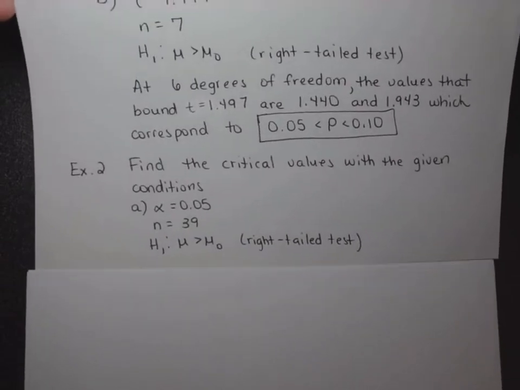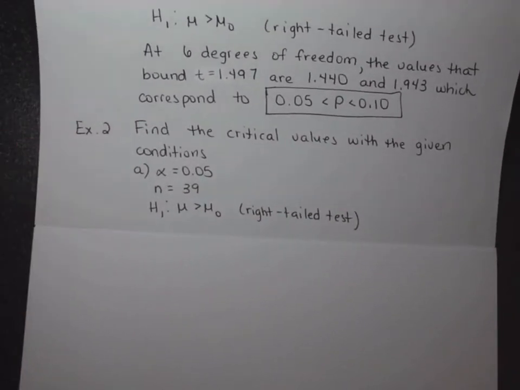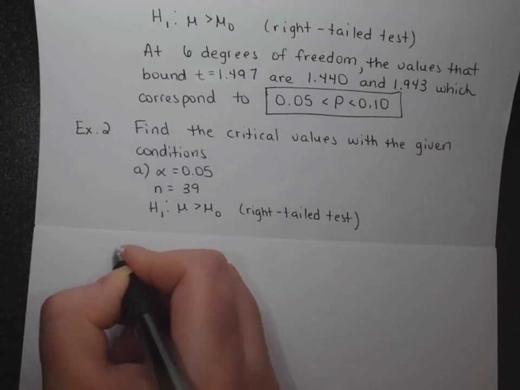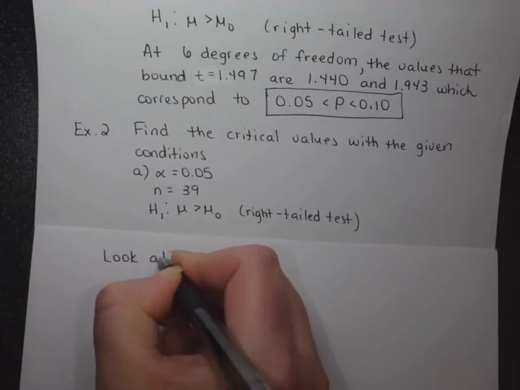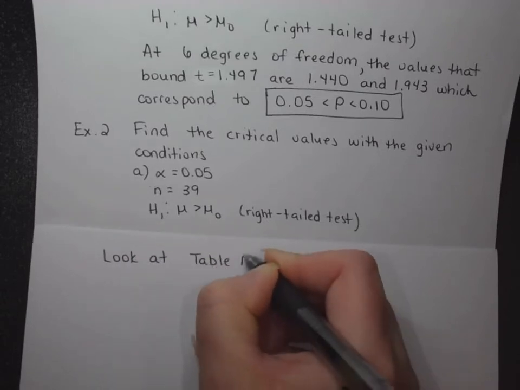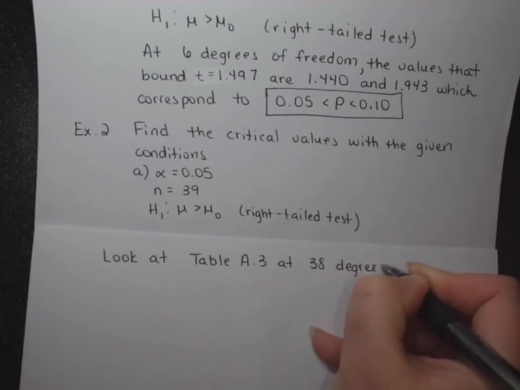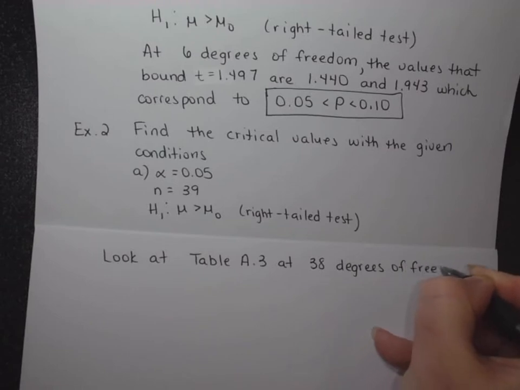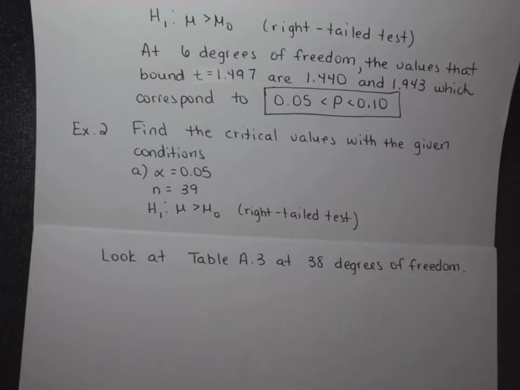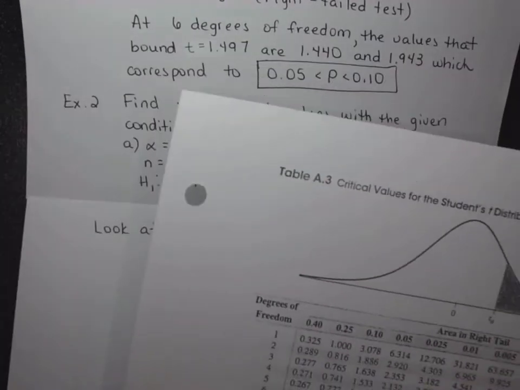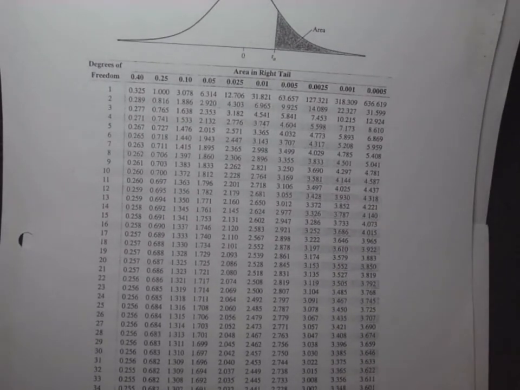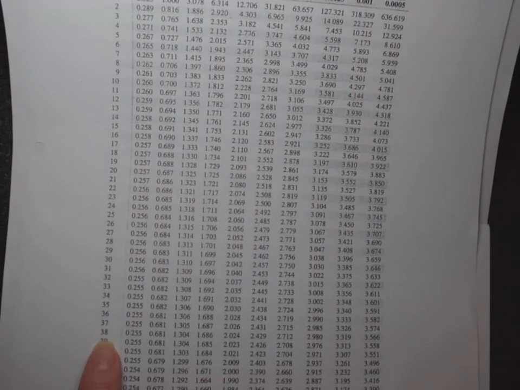Which means your t value, because that's what we're trying to find, not T but the value from the chart, would be positive, not negative, right? So we're going to look at table A.3 at 38 degrees of freedom, that row. Okay, and instead of trying to figure out a range, we can just go straight for it because we know the significance level. So we have row 38 right here, and we're going to look up at the top and scroll over until we get to 0.05.